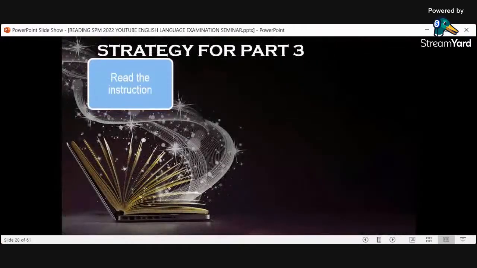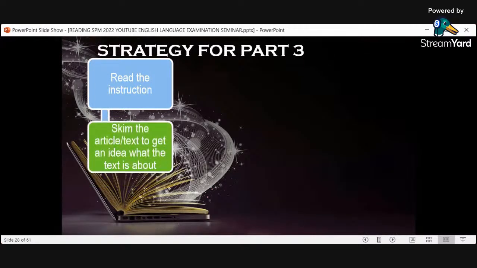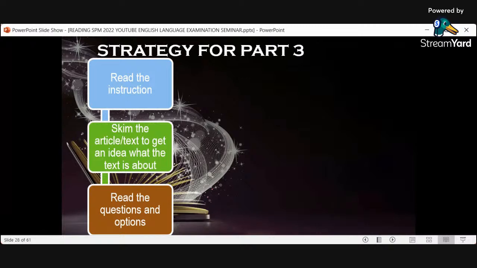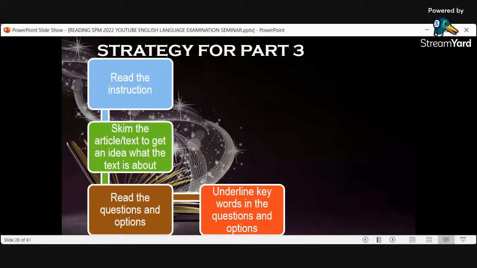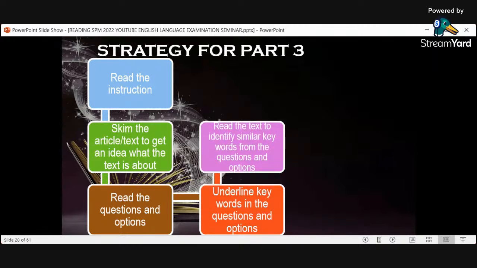Part 3, okay, these are the strategies. Read the instruction, skim the article or text to get an idea what the text is about. You need to quickly just read to know what the text is about, okay? And then you read the questions and options again. Underline the keywords in the questions and options. So now you see the strategy is the same. The only thing is the text becomes longer. All right. And then you read the text to identify similar keywords from the questions and options.